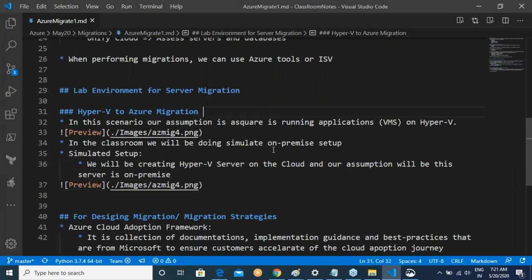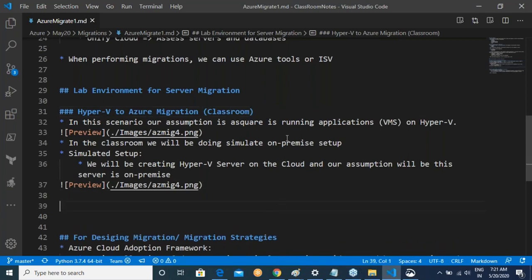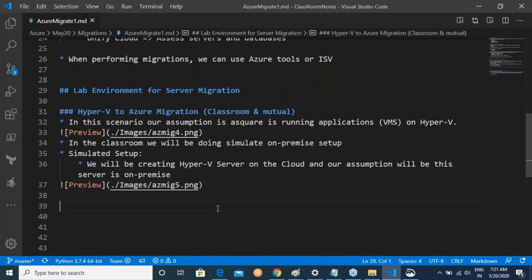Now this will be done in the classroom. This activity will be done in the classroom, and it is a mutual activity. You also should be doing this. It is not only watching the stuff. You and I will both do it.